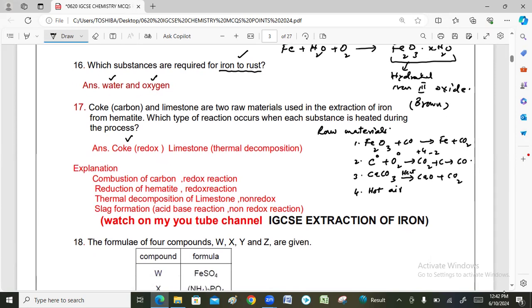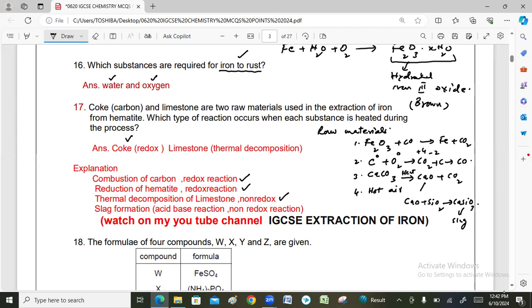So let's look at some explanation: the combustion of carbon is a redox reaction. Reduction of hematite is also a redox reaction. Thermal decomposition of the limestone, that is non-redox. Slag formation, acid-base reaction, that is also non-redox. So this calcium oxide combines with the silicon dioxide to make calcium silicate. So calcium silicate is the slag.